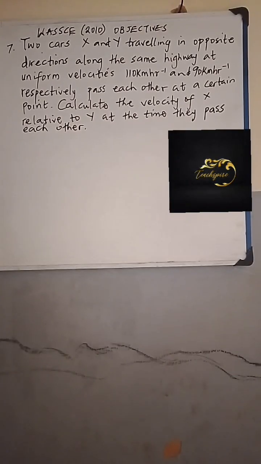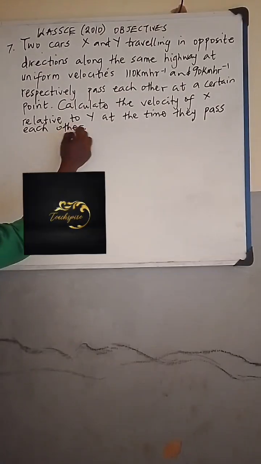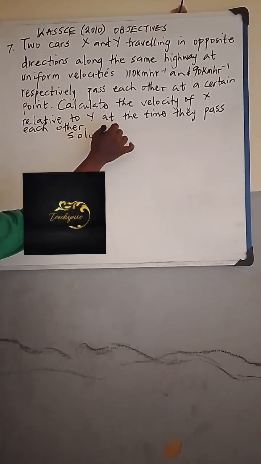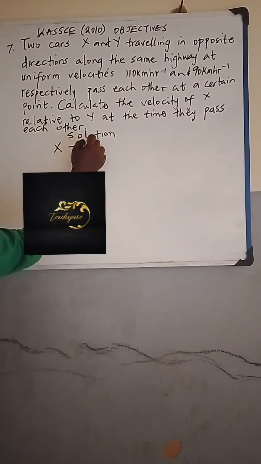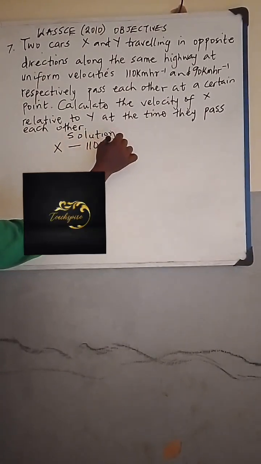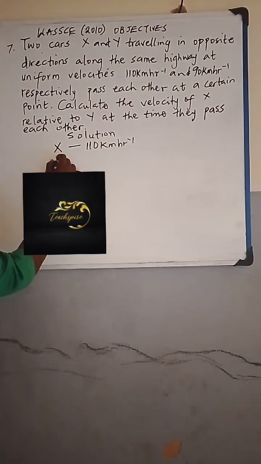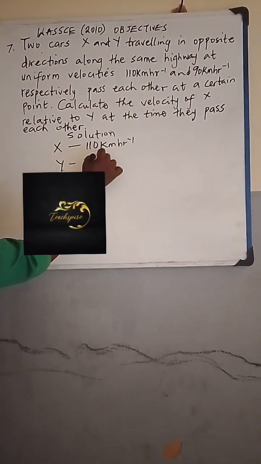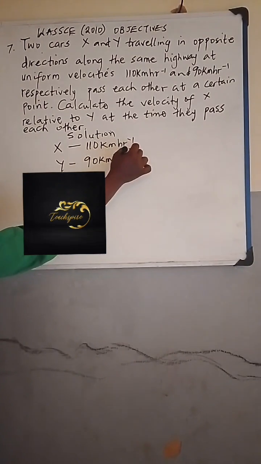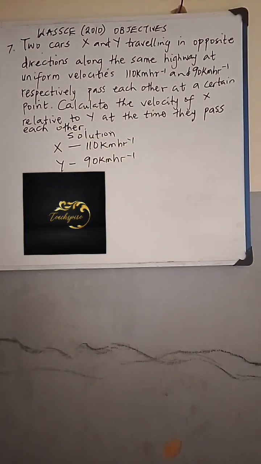Two cars, X and Y, travel in opposite directions along the same highway at uniform velocities of 110 km/h and 90 km/h respectively, and pass each other at a certain point. Calculate the velocity of X relative to Y. So X is traveling with 110 km/h and Y is traveling with 90 km/h.